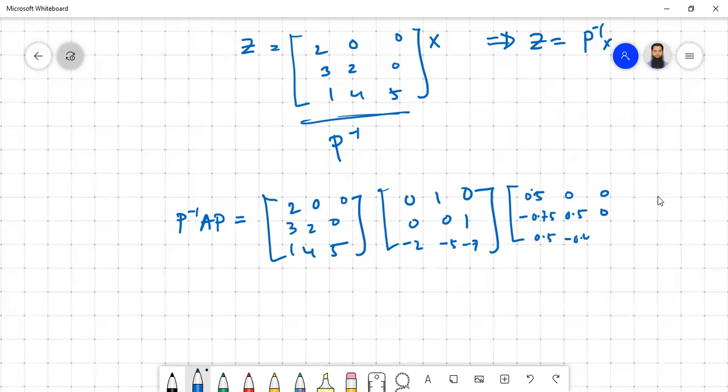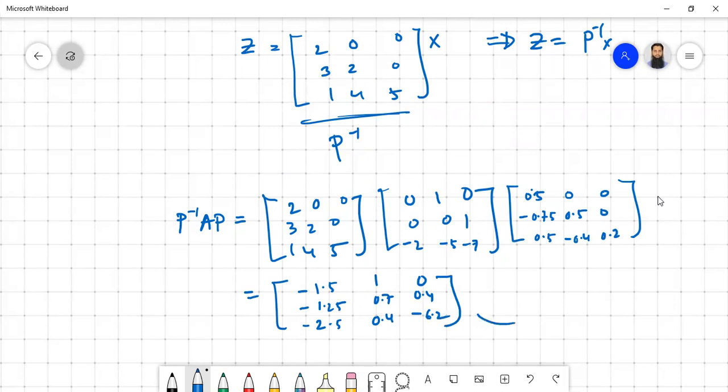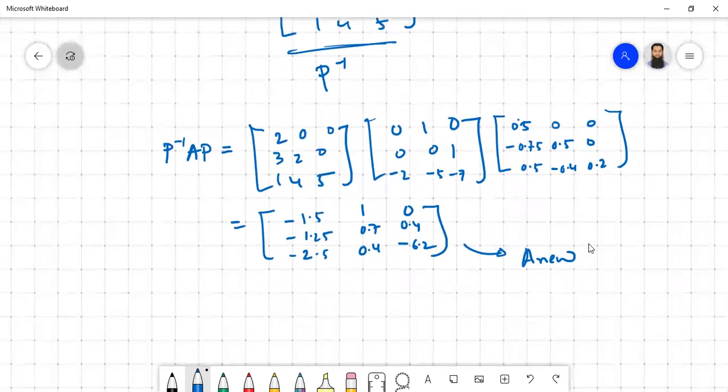And now, once you have all these matrices, you just simply multiply them together to find this matrix, that is minus 1.5, 1, 0, minus 1.25, 0.7, 0.4, and minus 2.5, 0.4, minus 6.2. So this is basically your new system matrix. So the theory was a bit complicated, but at the end, as we can see, the math problems are not that complicated once the relationship has been provided, basically.